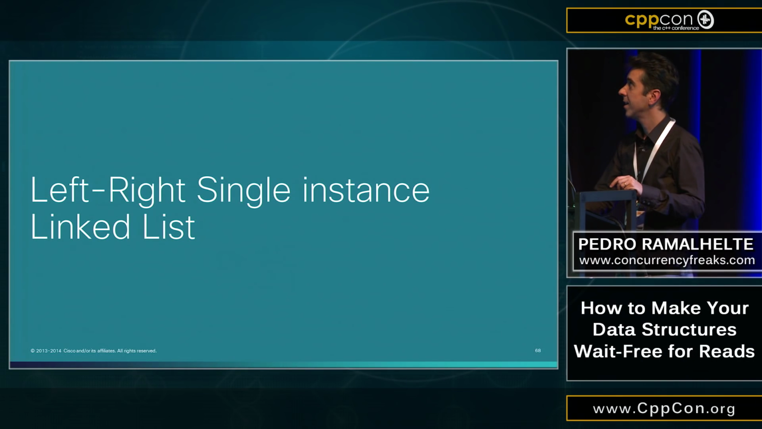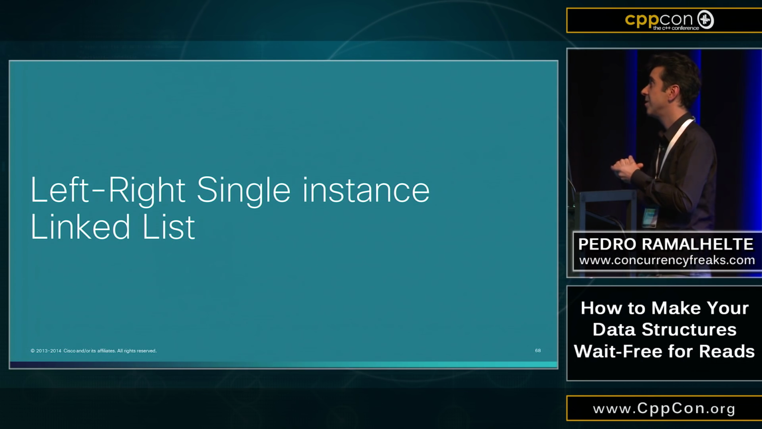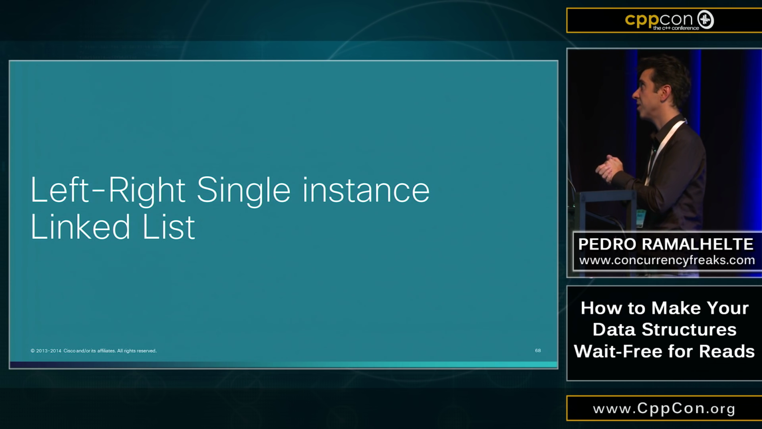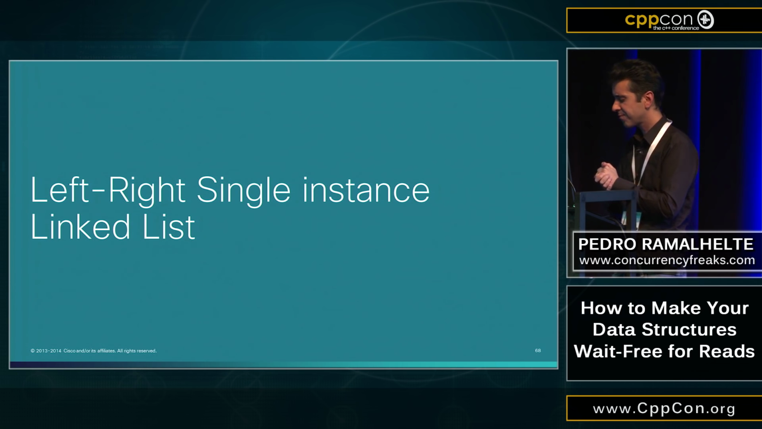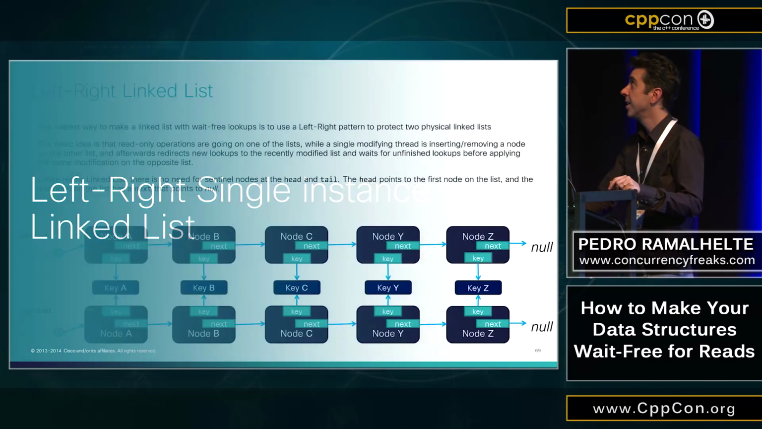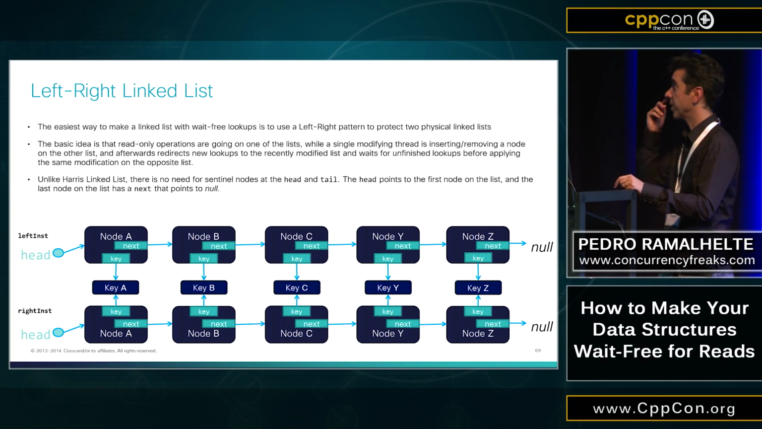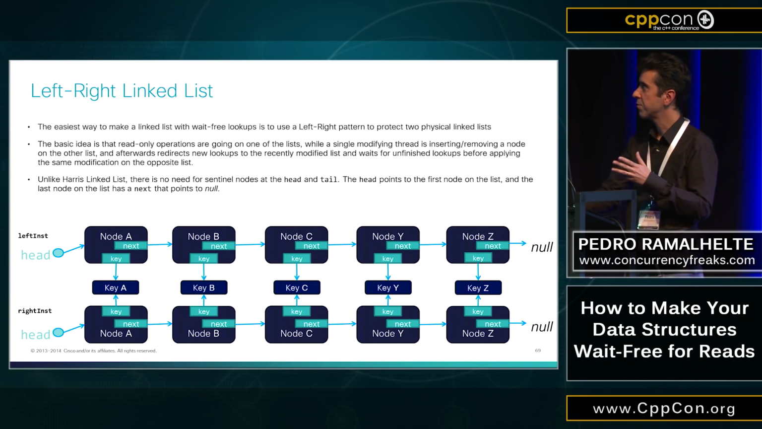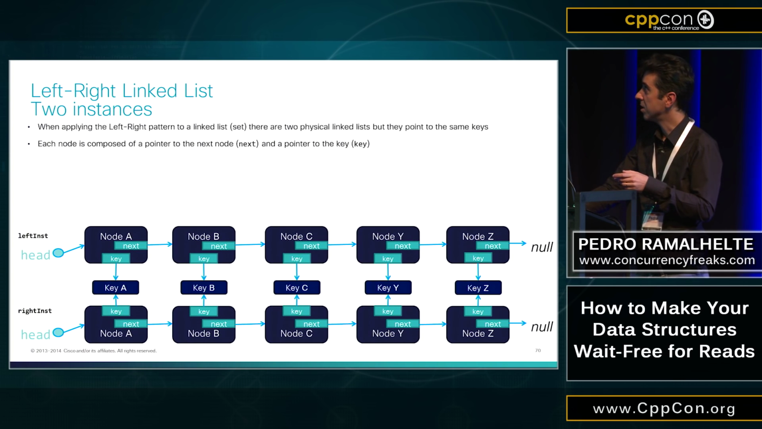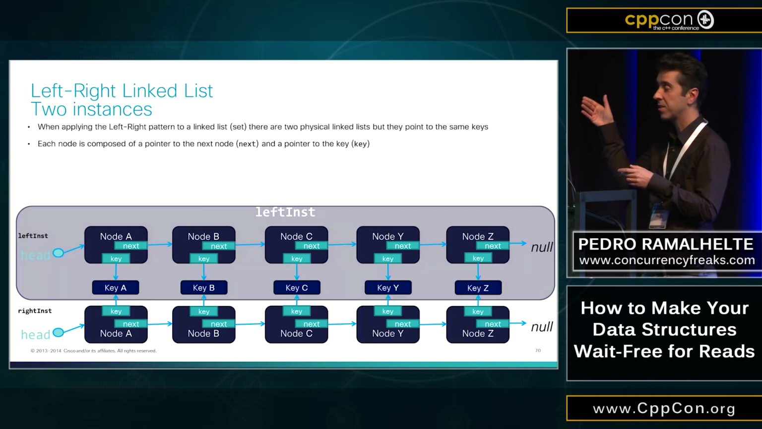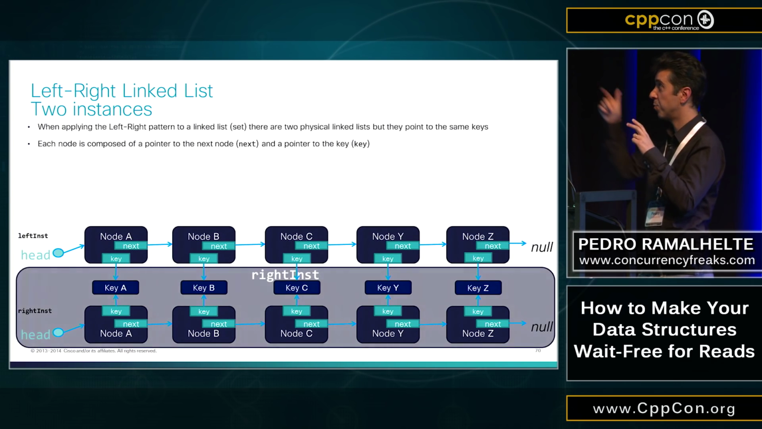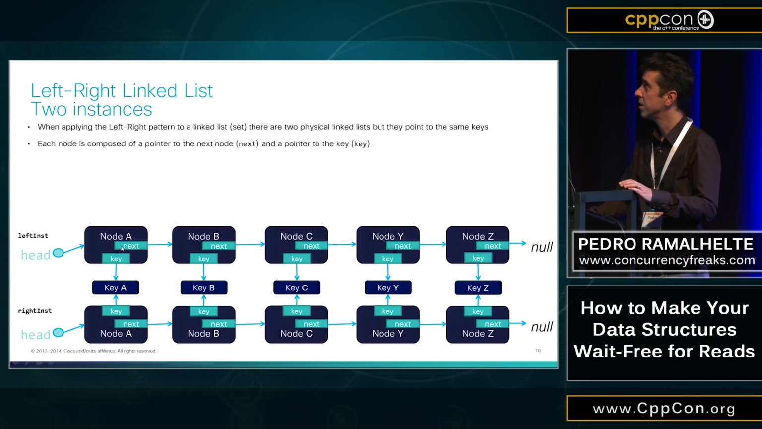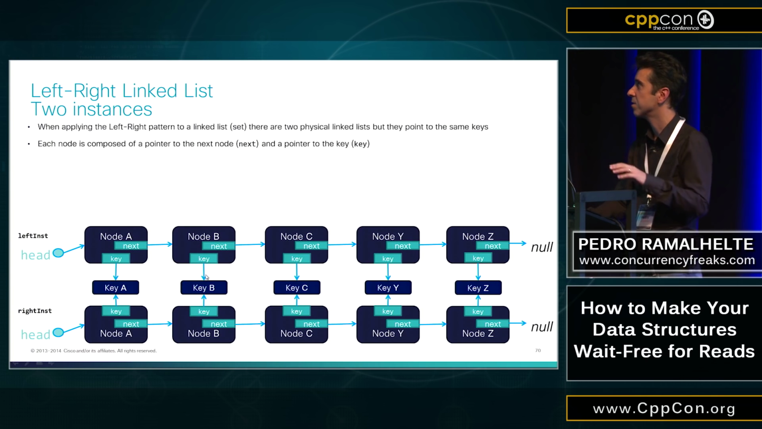Yes. So suppose you think this is still too slow, because you have to do the same work twice. Well, for a linked list, there's an alternative. Suppose you're just using left-right as usual, and that means on a linked list there are actually two linked lists pointing to the same keys, right? There's the left instance pointing to that key, and the right instance pointing to that one.